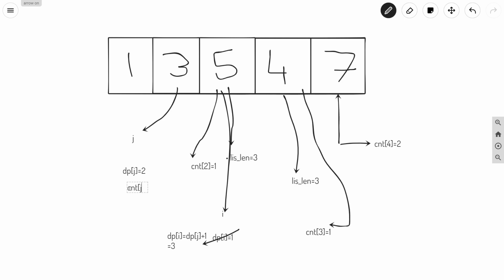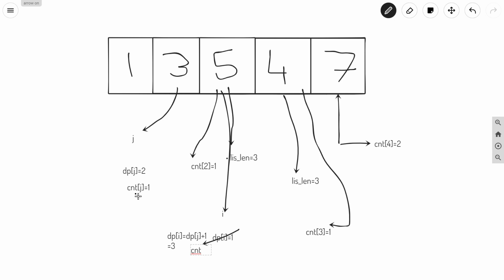So count of i is equal to count of j. For this case also, we can have only the same number of LIS as the number of LIS ending at j.